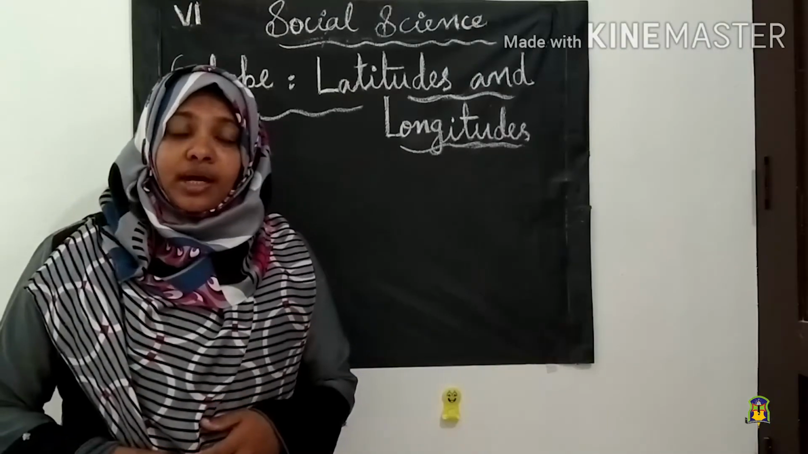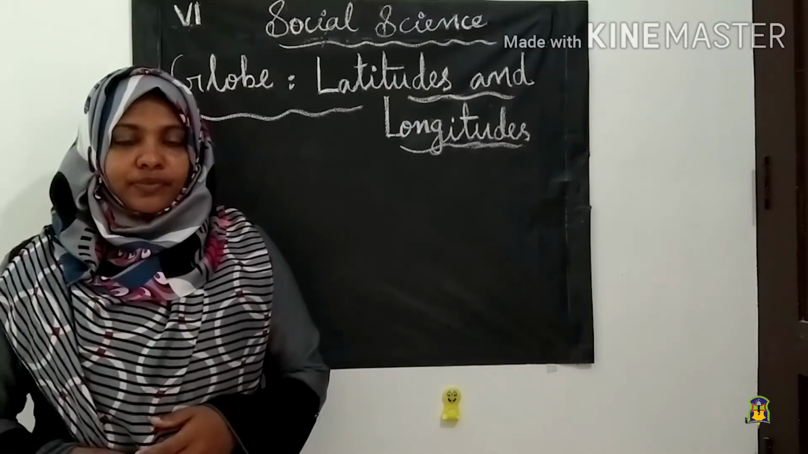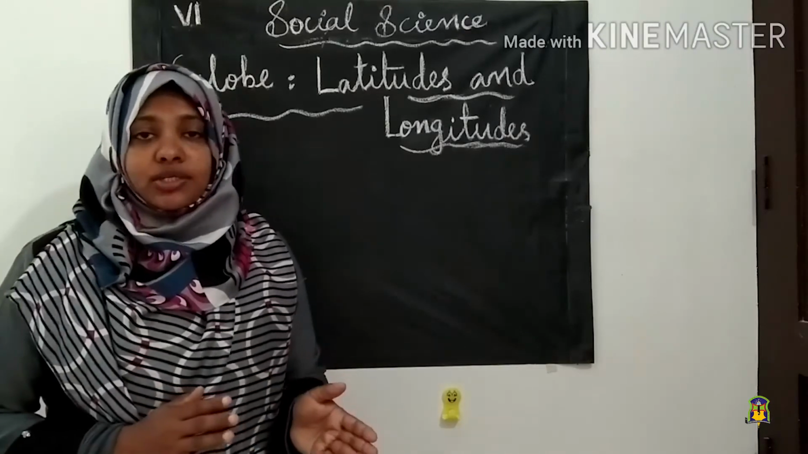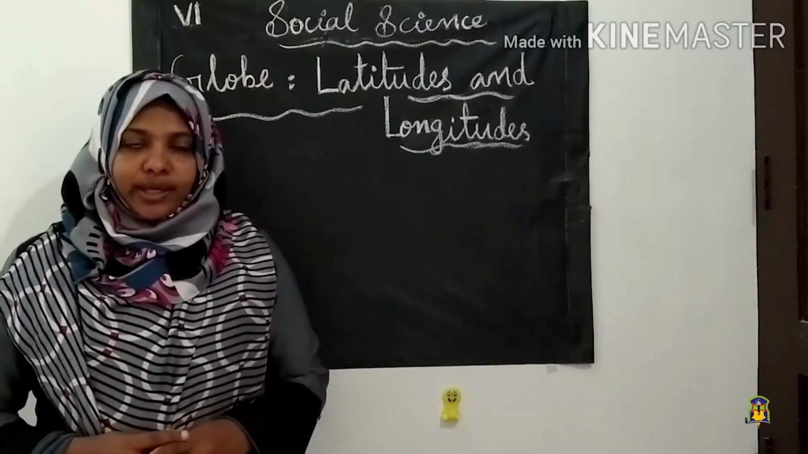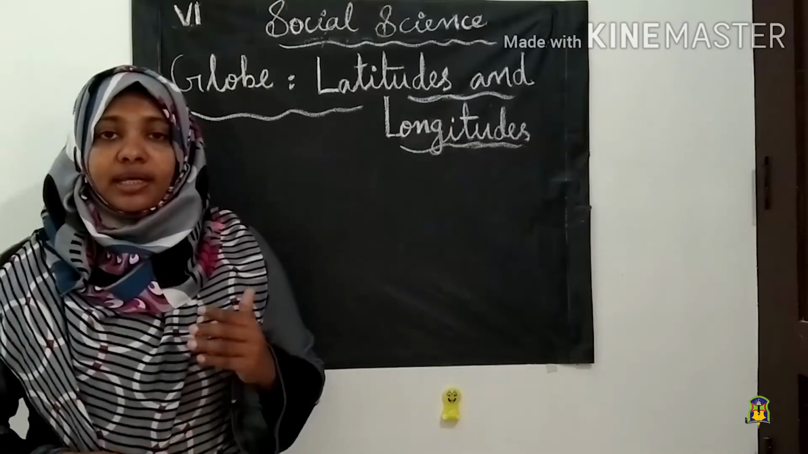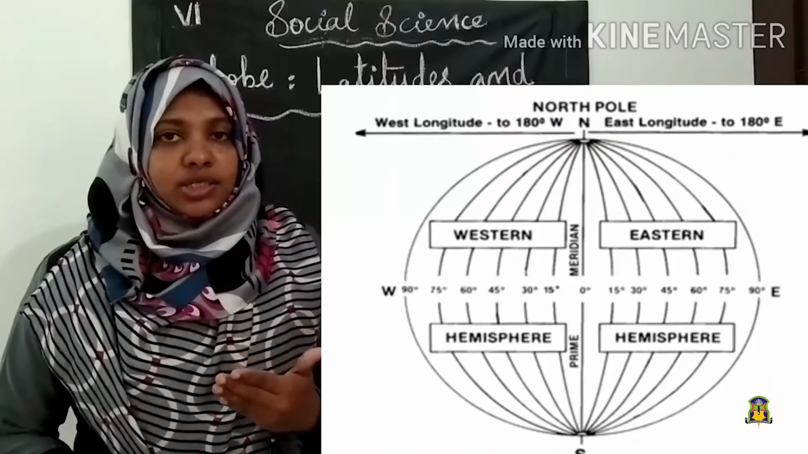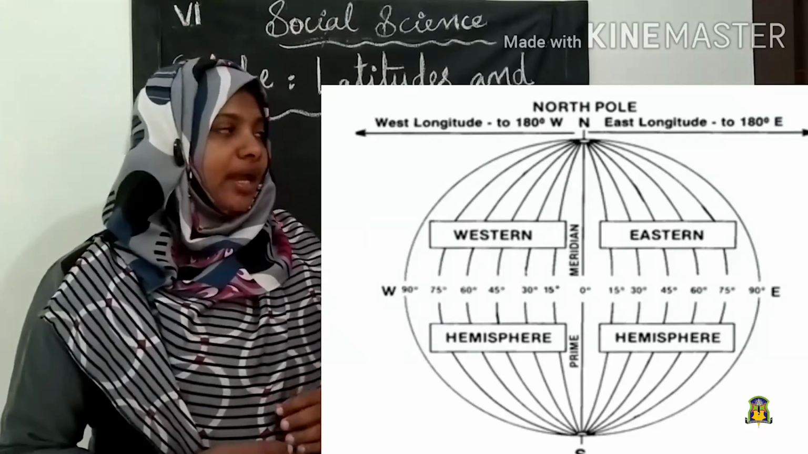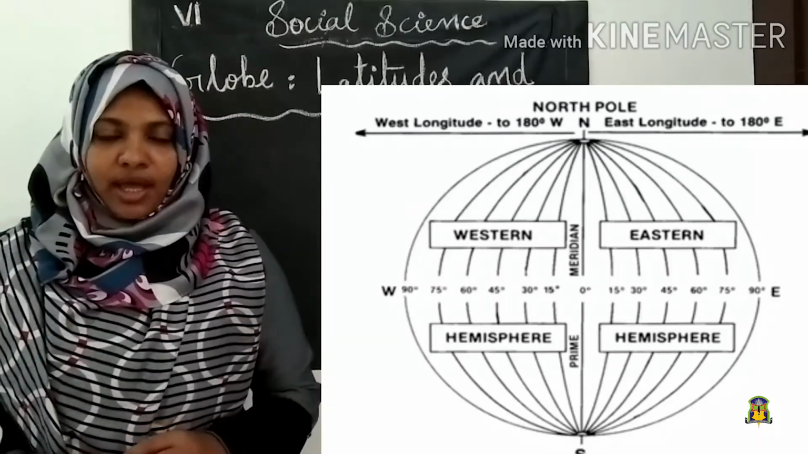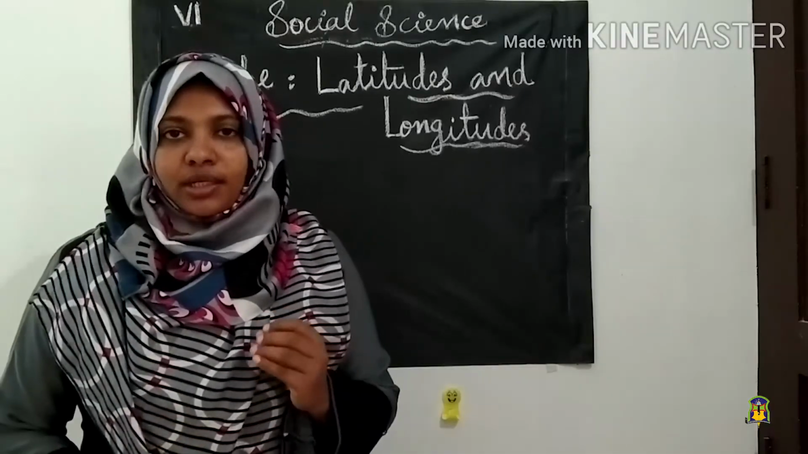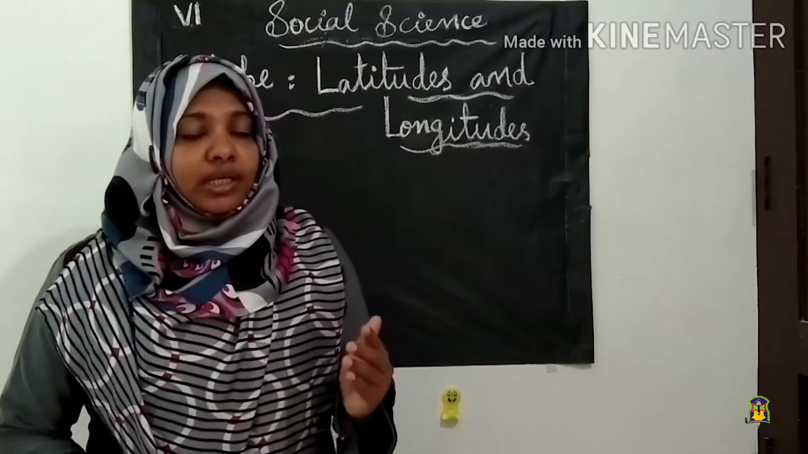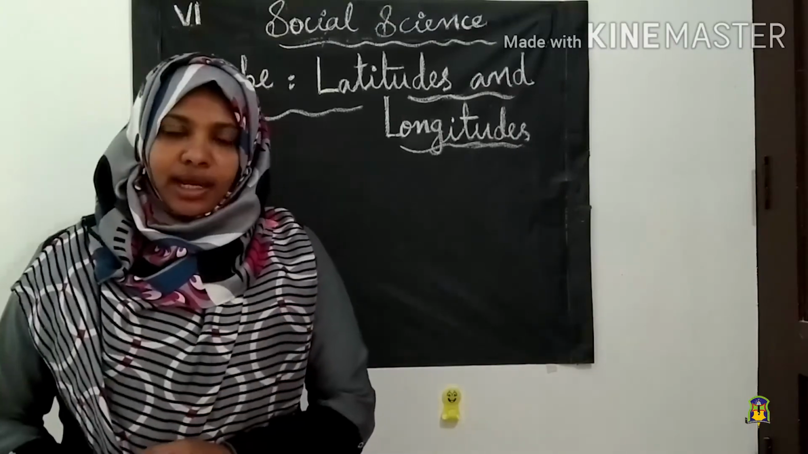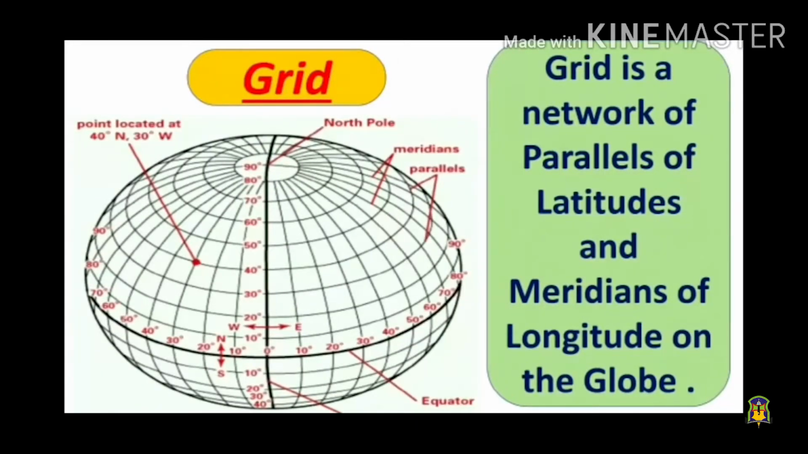Longitudes are 360 in number. 180 degrees are there on the east side and 180 degrees of longitude are there on the west side. So the prime meridian, 0 degree, and the 180 degree meridian divide the earth into two equal halves, the eastern hemisphere and the western hemisphere. It is very interesting to note that 180 degrees east and 180 degrees west are on the same line. Next we will talk about grid.